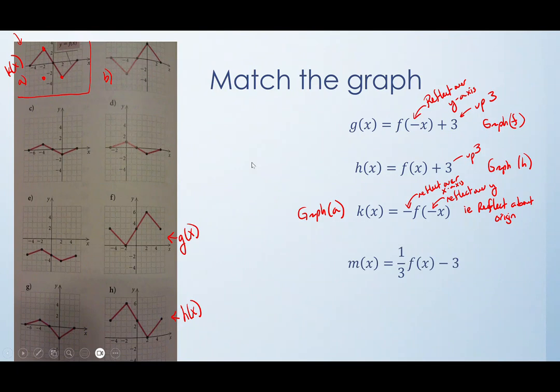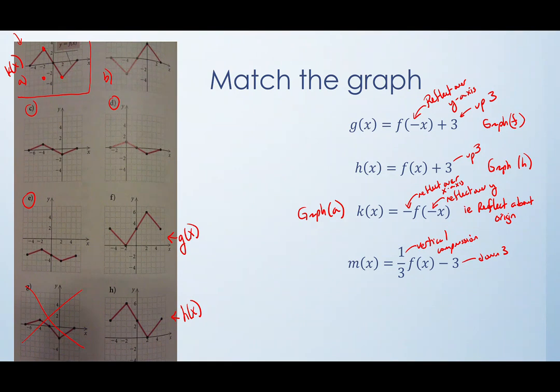All right, what about m of x equals 1/3 f of x minus 3? So we've got a vertical compression. It's going to look kind of squished, and it's moving down 3 units. So we've got 3 of these that look like they are compressed: C, D, and E as options here. Now G, you can tell doesn't even match up because this segment here is not actually straight. So we're going to knock it out of consideration for anything.